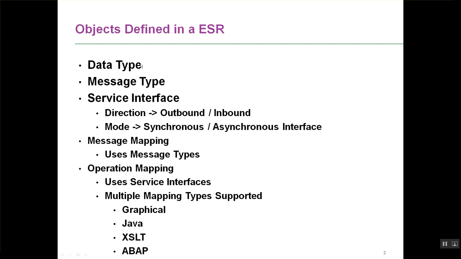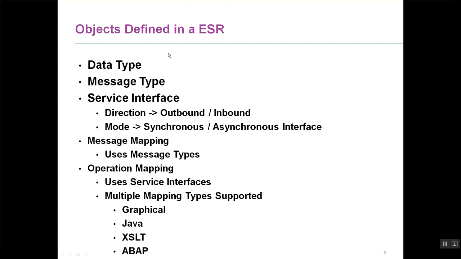We will look at this in detail, but at this point, it suffices to say that a data type is the definition of the structure of the message that you're going to be exchanging. A message type is an encapsulation of the data type. So a message type uses a data type. There's nothing much to it except that a message type is an encapsulation of the data type. A service interface, remember we just touched upon that in the previous slide, is what is of critical importance here. A service interface has a direction, whether it is an outbound service interface or an inbound service interface. A service interface has a mode, whether it is a synchronous interface or an asynchronous interface.